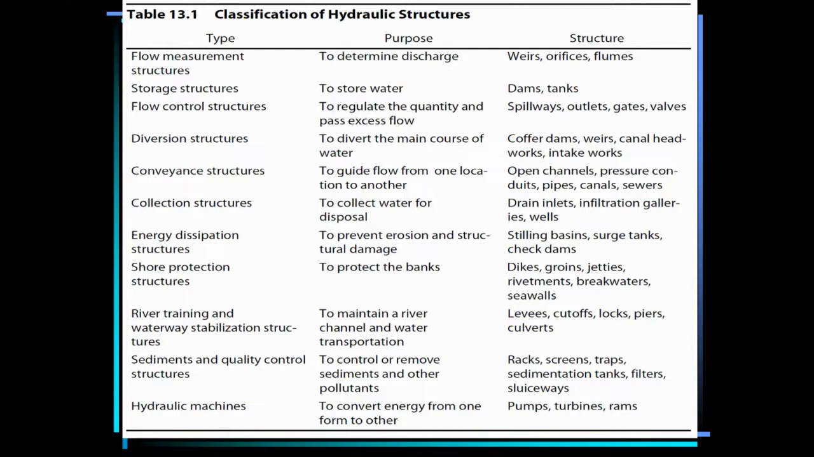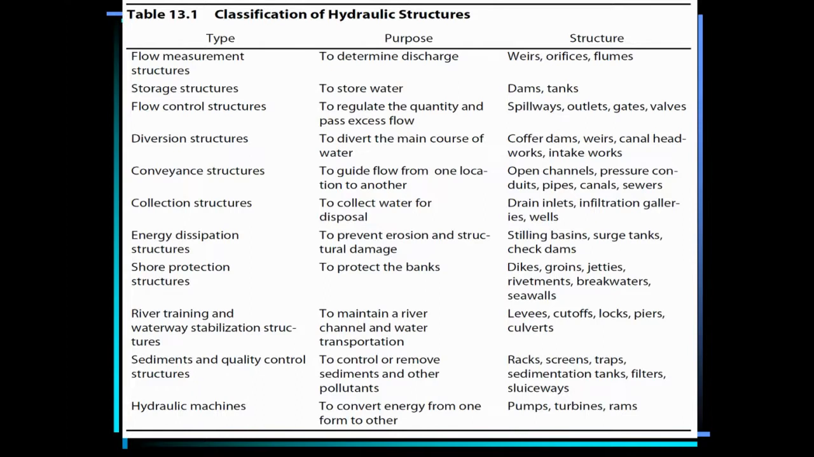And then we have shore protection devices. Shore is the bank of a river or sea. Here we have dikes, groins, jetties, revetments, breakwaters, and sea walls. If you go to the seashore, you will see the sea wall, some riprap, some stones, that are meant to protect the shores from erosion caused by the water hitting the embankment.